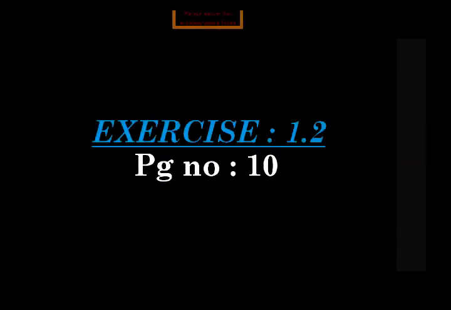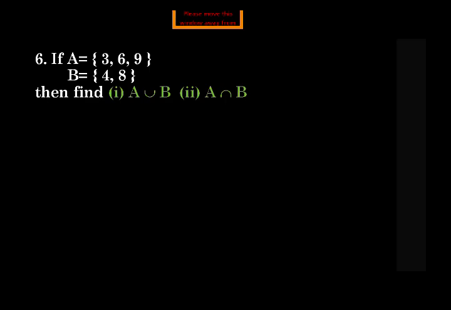Okay, now we are going to start our exercise, that is 1.2, page number 10. The remaining questions, okay, we are starting question number 6. Question number 6: A equals 3, 6 and 9, and the set B contains elements 4 and 8. What we have to find? We have to find A union B and A intersection B.